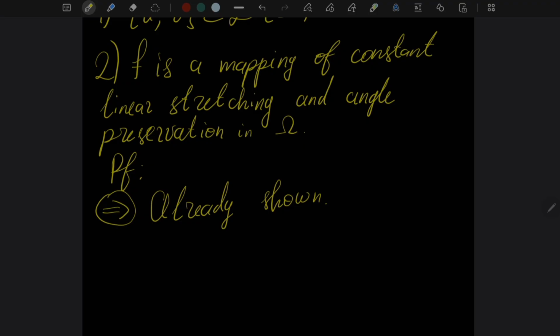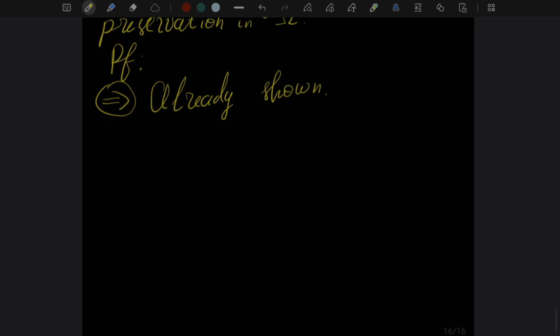So the forward proof we have already shown. We have already shown that conformal mappings possess those properties. Now let's show that it is also true the other way around. Since u and v are both differentiable and u plus iv is a mapping of constant linear stretching, we can show that u plus iv satisfies the Cauchy-Riemann equations. So let's show that.